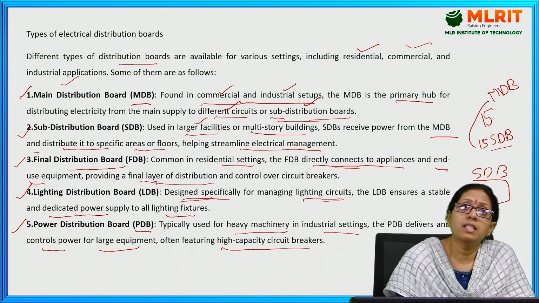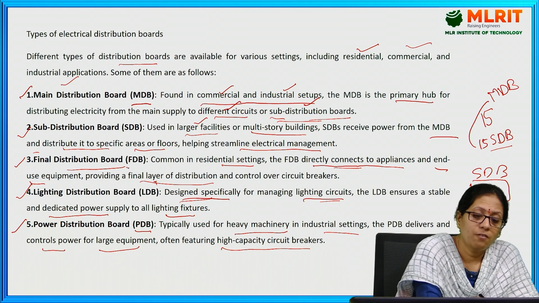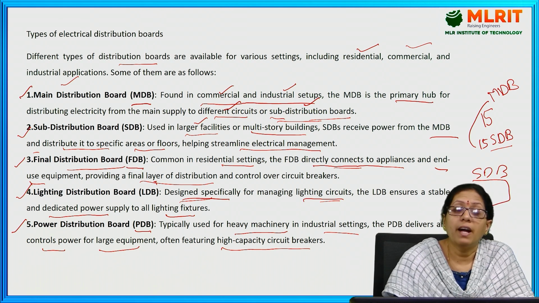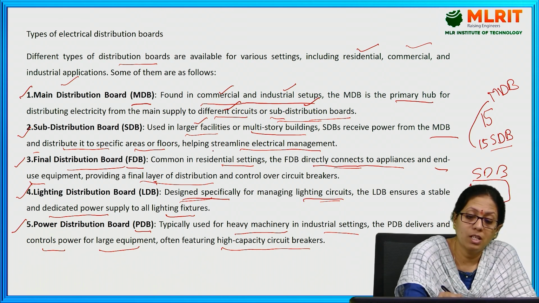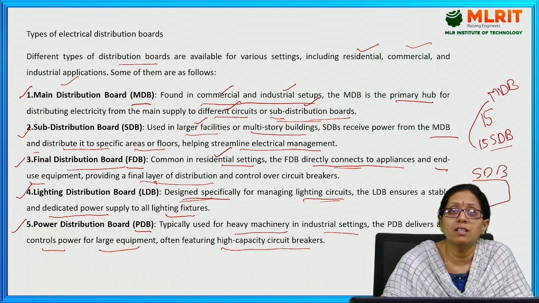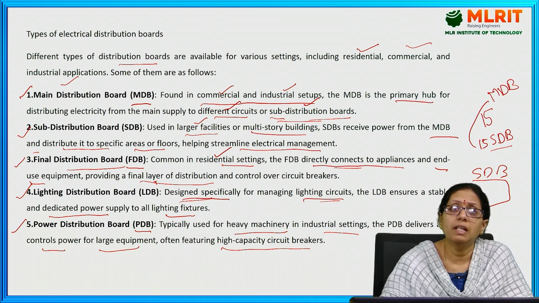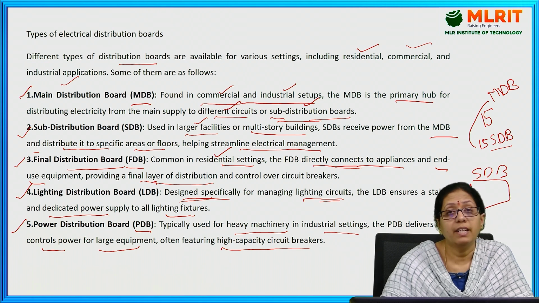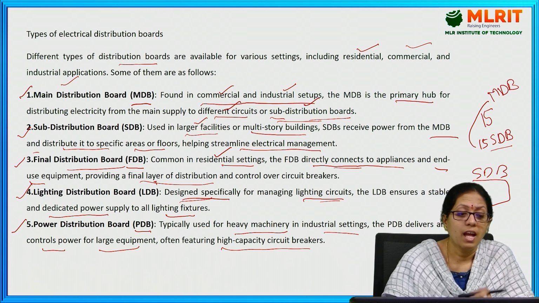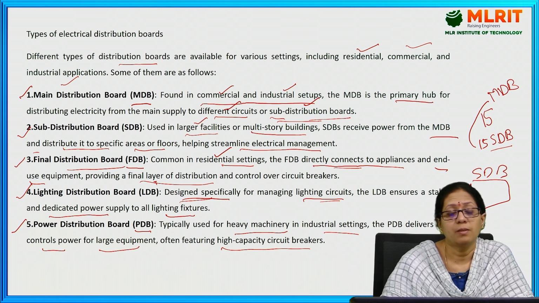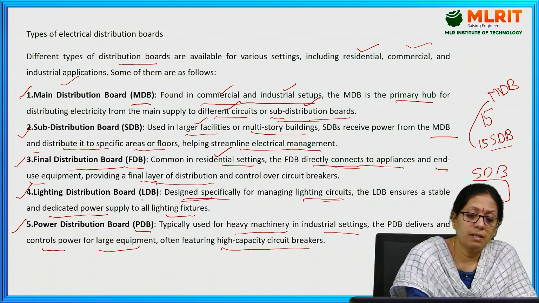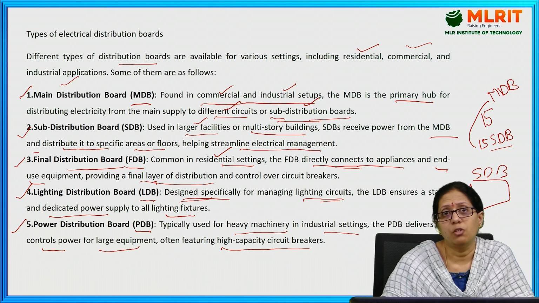The third one is FDB, that is final distribution board. The final distribution board is mostly used in residential settings. The first one is used for industries, the second one for multi-storied buildings, and the third one is used for residential settings, and it is directly connected to the appliances, which is the end part of the appliances. Next is LDB, that is lighting distribution board.